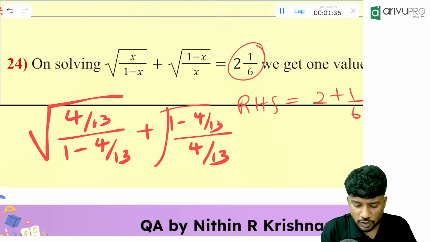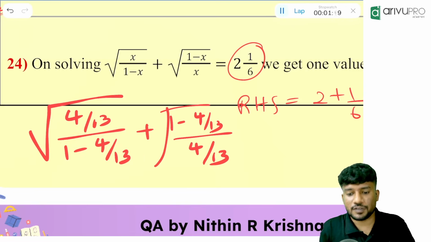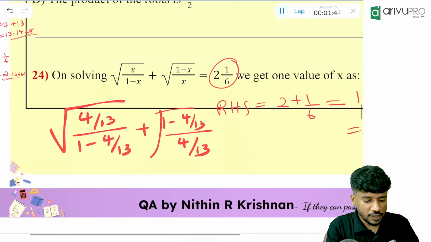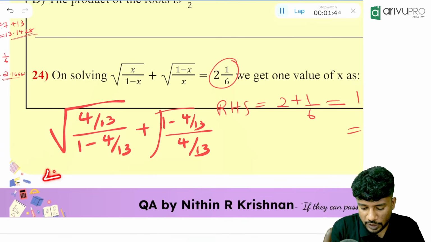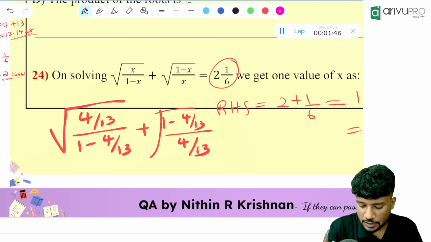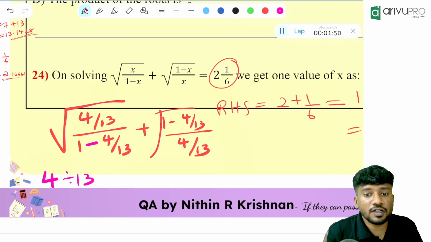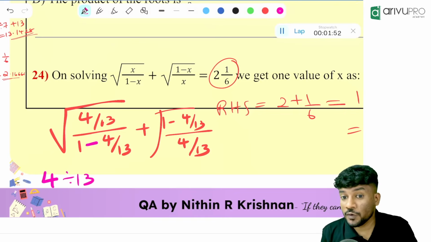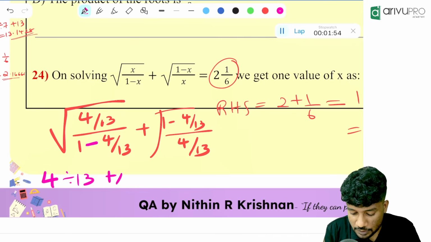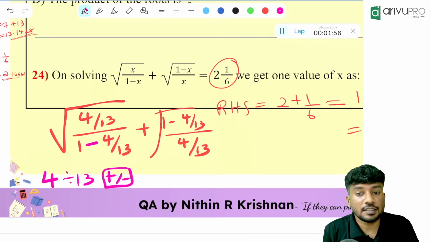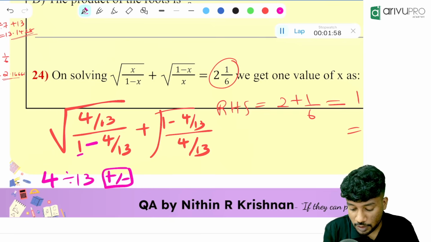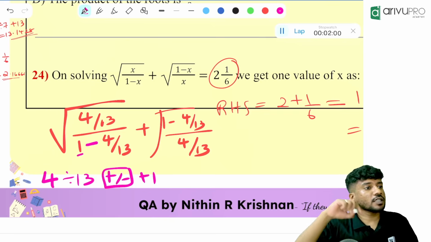First you will do what? Will you find the denominator or numerator first? We will find the denominator first. Everyone take your calculator. Type 4 divided by 13. What is the sign in front of that? So you will click which button? Plus or minus button you will click. Then you need to add what? Plus 1. So everyone got the denominator.